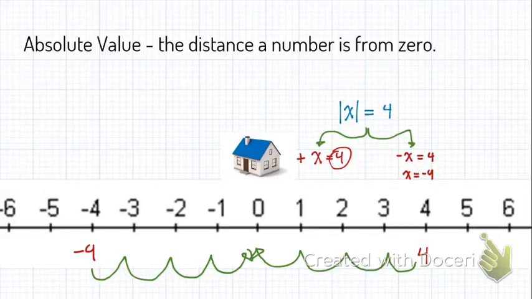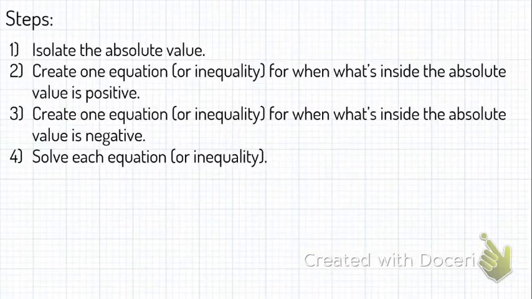So that's the concept. How many ways can I be a distance from 0? So in these problems, you'll have two answers, okay? So that's what absolute value means. It's the distance a number is from 0. Alright? So let's go back to the steps. Let's have the teacher pause the video here and write down the steps, please. Let's have the students write down the steps.